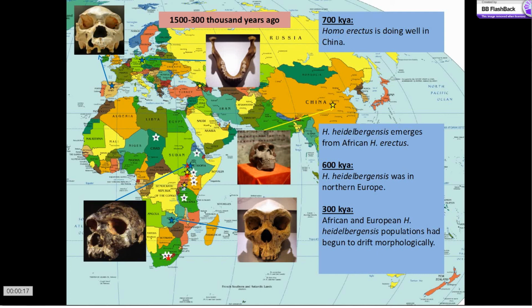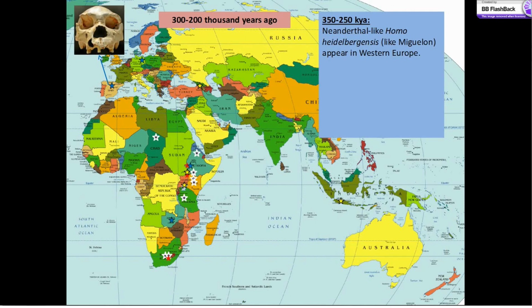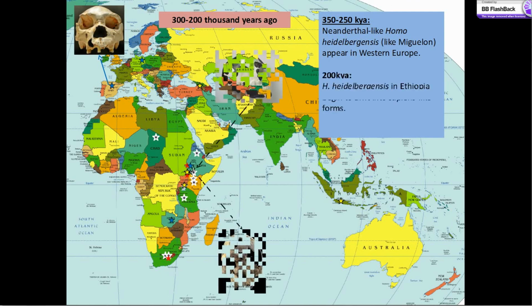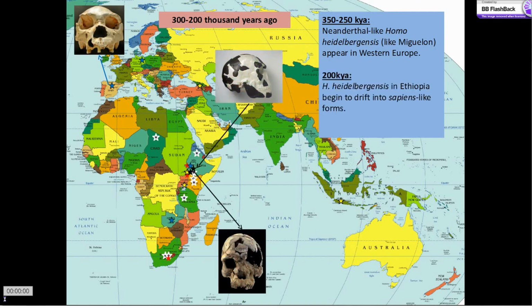So what we have going on between 600 and 300,000 years is Heidelbergensis, who appeared in Africa, diverging into two groups, an African group and a European group. From 350 to 250,000 years, the European Heidelbergensis began to look a lot more like Neanderthals. And by 200,000 years, the African Heidelbergensis are starting to look a lot like sapiens.